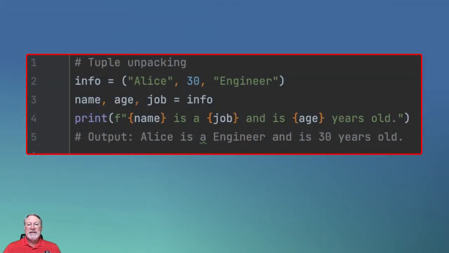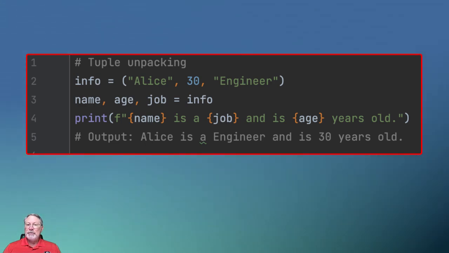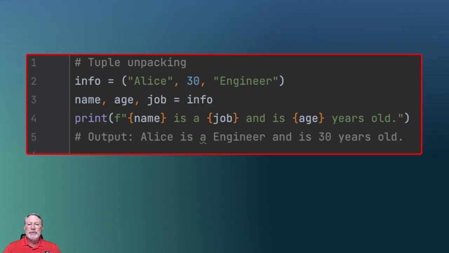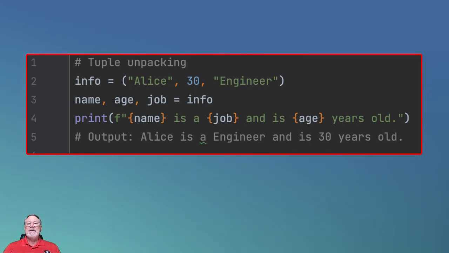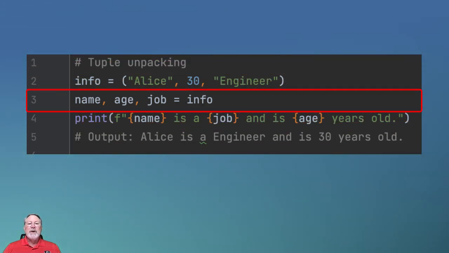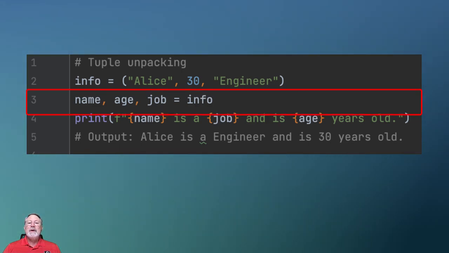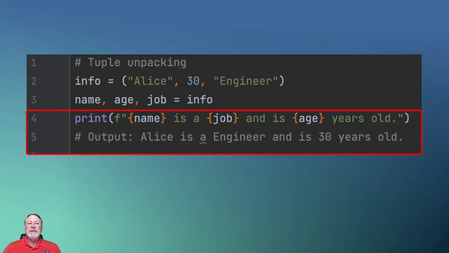Let's have a look at a technique called tuple unpacking. With tuple unpacking, you can assign elements of a tuple, or any iterable, directly to multiple variables in a single statement. This allows you to extract values from a tuple and assign them to individual variables simultaneously. Here, we unpack the tuple into 3 variables of name, age, and job. This results in name being assigned the first value of Alice, age the second of 30, and job the third tuple element of engineer.